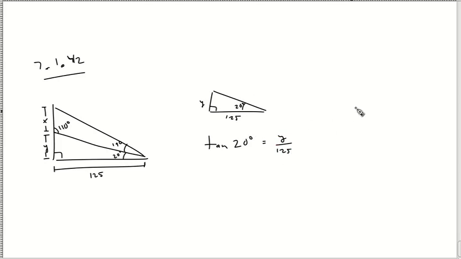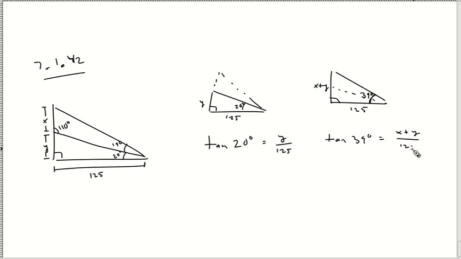It doesn't look like a right triangle. Anyways, and then I got the bigger triangle. Again, this is the bigger one, and this is the smaller one right here. Let me try to make that look a little bit better. There we go. So if you combine those two angles, it's not 19, it's actually 39. And then this is X plus Y for the total distance, and this is a 125. And so then I've got tangent of the 39 is equal to X plus Y all over 125.